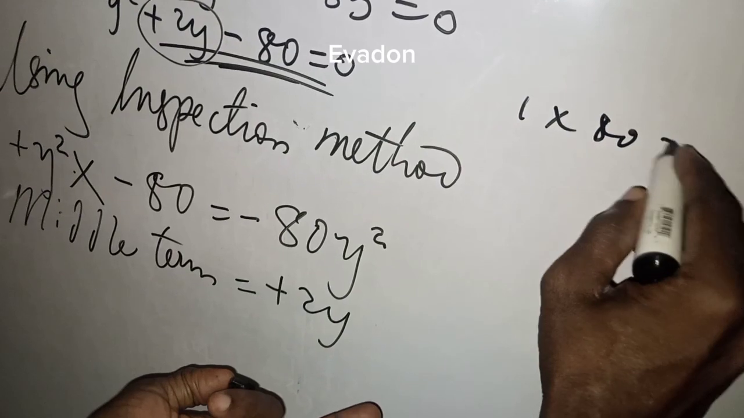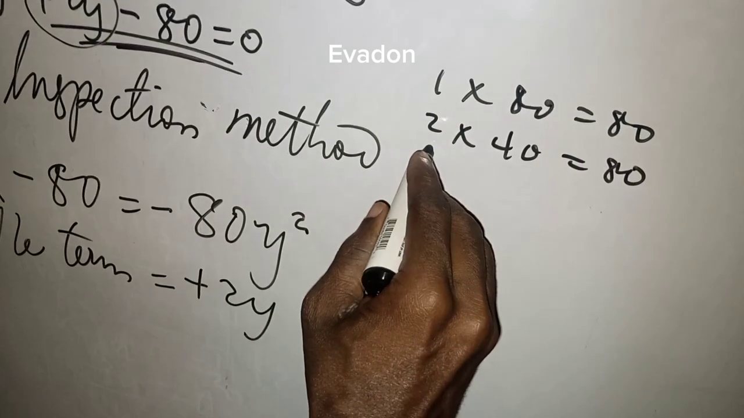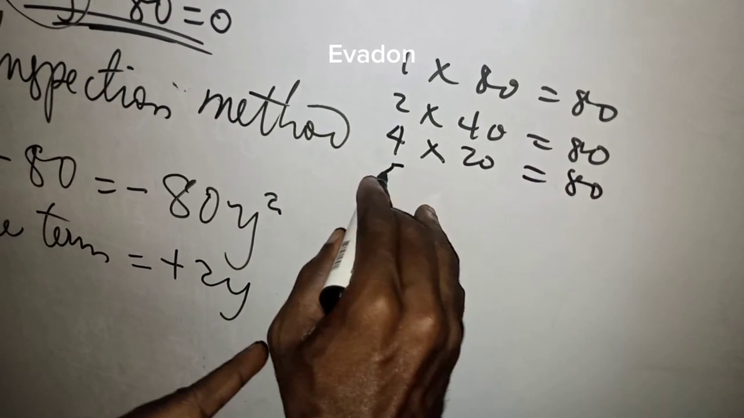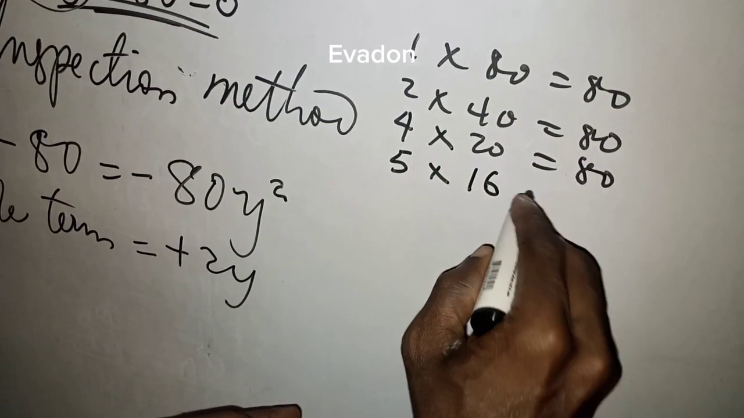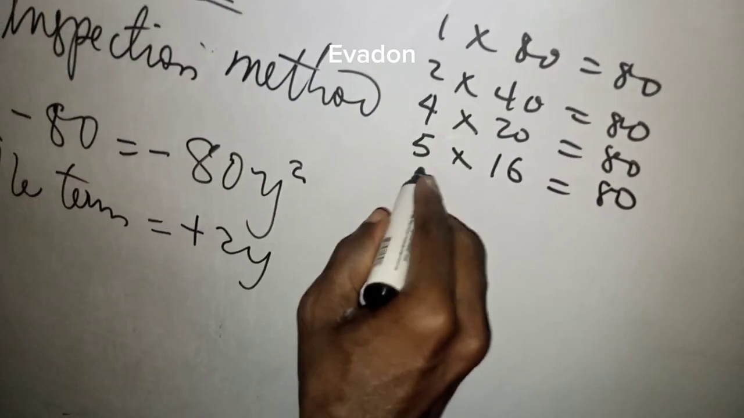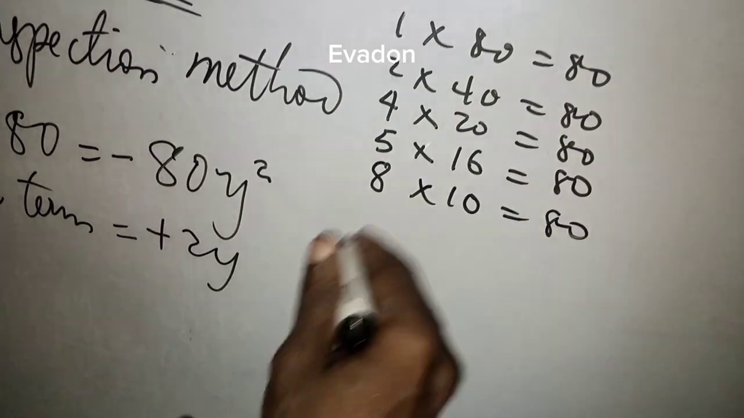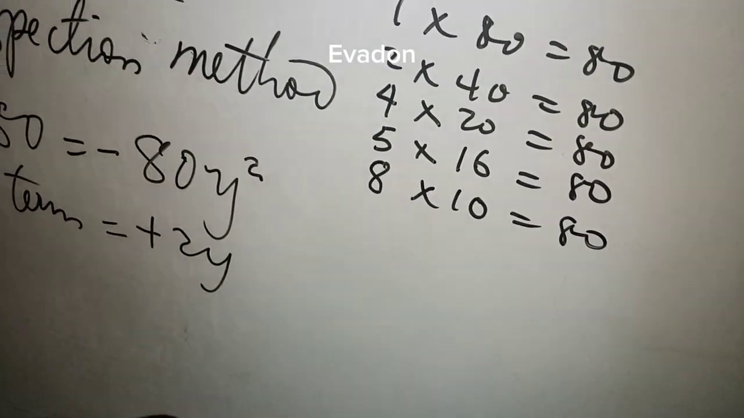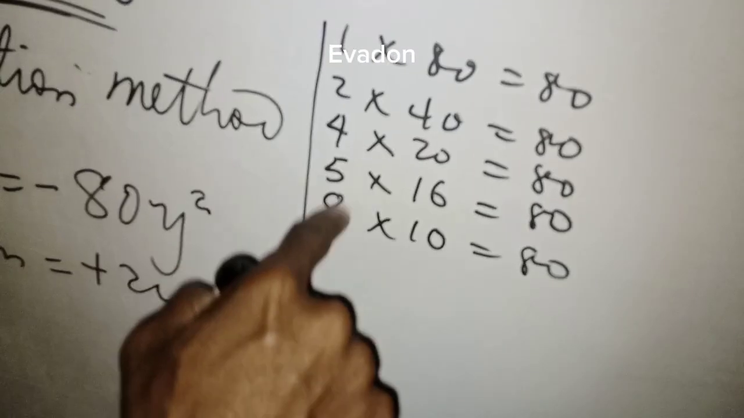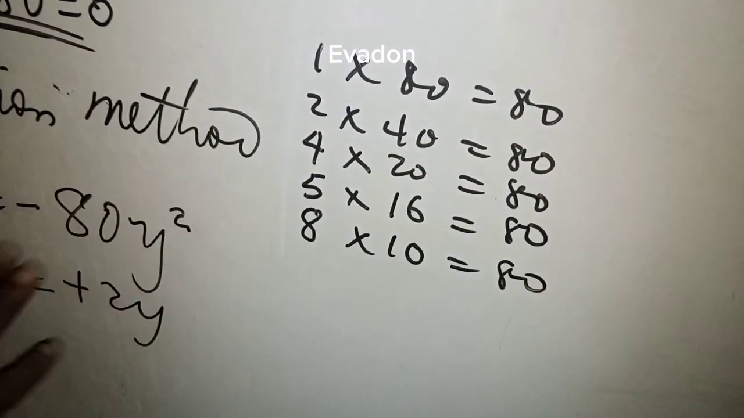1 times 80 equal to 80. 2 times 40 equal to 80. Can 3 go? No. 4 times 20 equal to 80. 5 times 16 equal to 80. 6 no. 7 no. 8 yes, 8 times 10 equal to 80. 9 no. 10 yes, 10 times 8, we are going back again. So we start. Factors of 80: 1, 2, 4, 5, 8, 10, 16, 20. So first of all, you look at these multiples. How can these affect this?